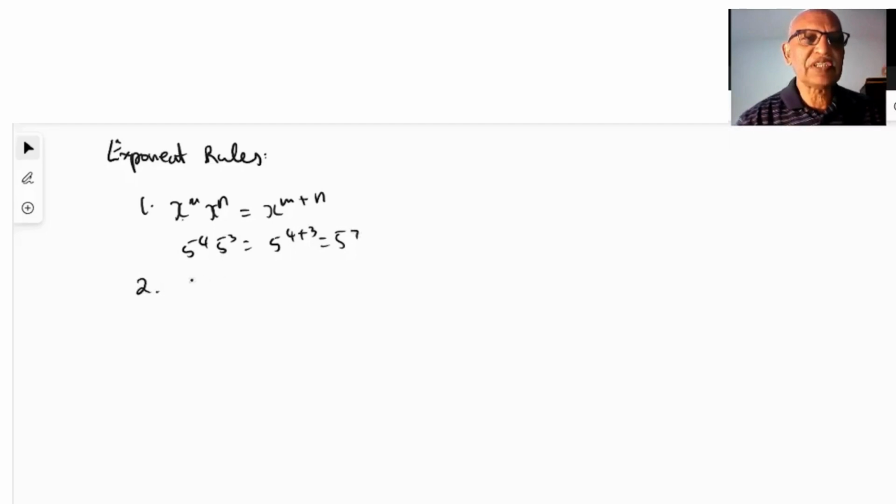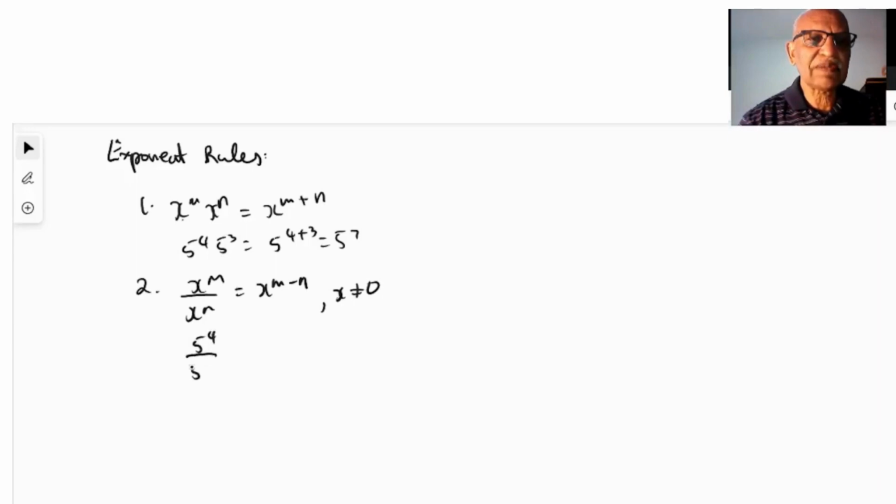If I have division, x to the power m over x to the power n with the same base, I subtract exponents. But here x cannot be equal to 0 because I cannot divide by 0. If I have 5 to the power 4 divided by 5 to the power 2, this will be 5 to the power of 4 minus 2, which is 5 to the power of 2.